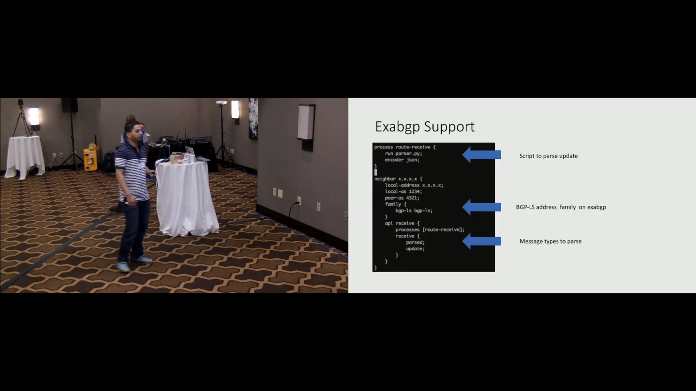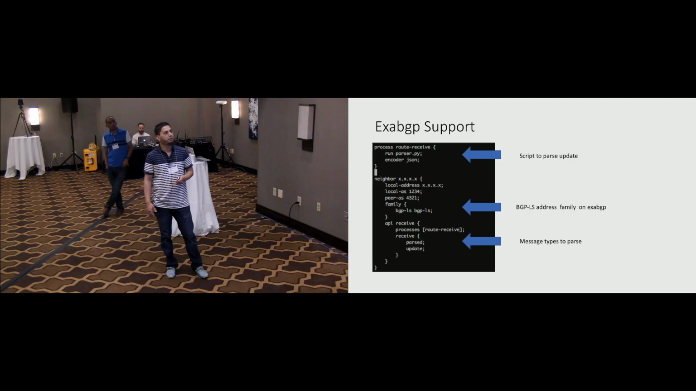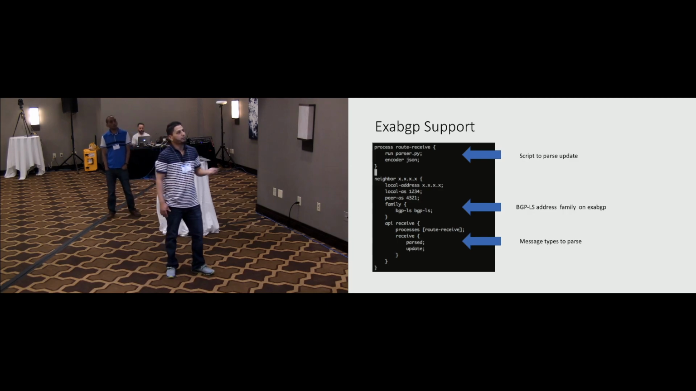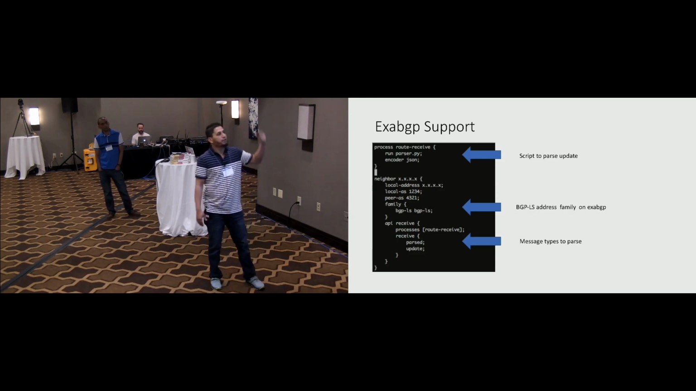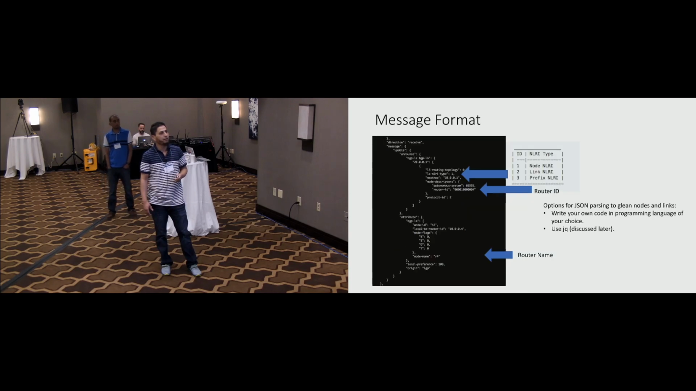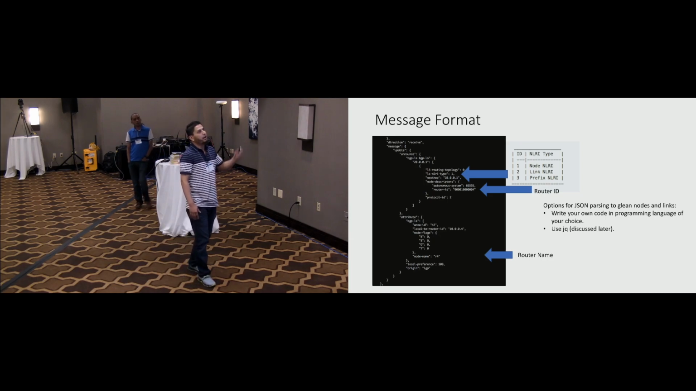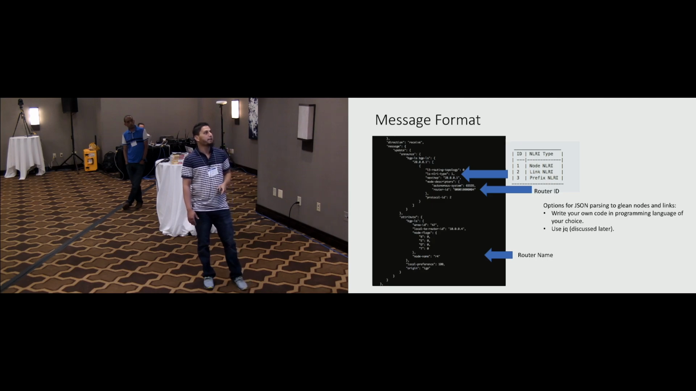And like I said, you can run ExaBGP with R1 or R6 to get those BGP-LS updates on the host, so you can process it. So here's a quick snippet of an ExaBGP conf file. The important bit is the family address I'm using, so it's BGP-LS. You can use a script to parse the updates you're receiving from BGP-LS as JSON. You can use any script to parse that information. And this is just the message format you're going to be receiving from the router to the host.